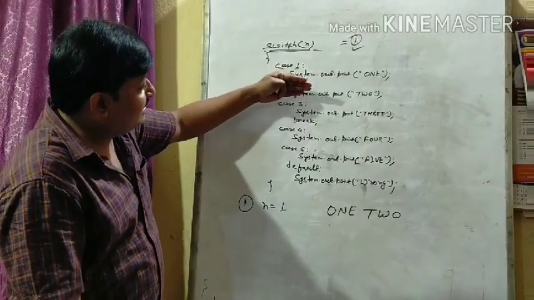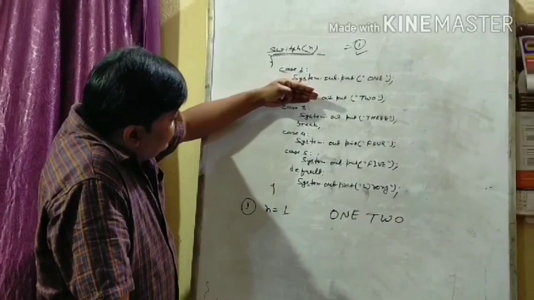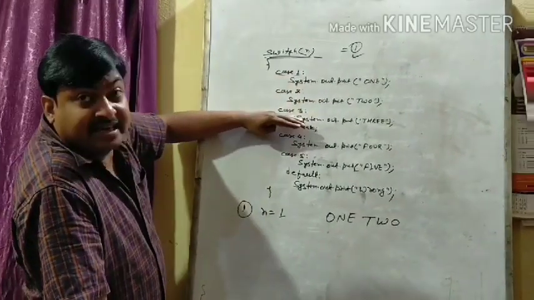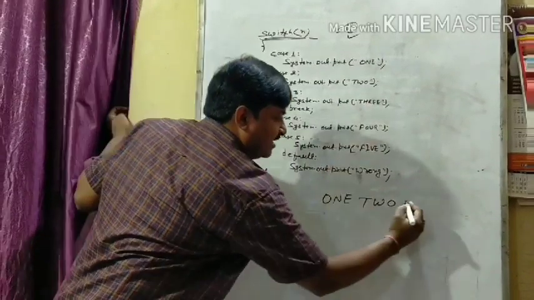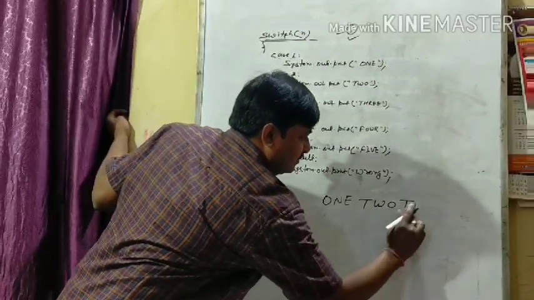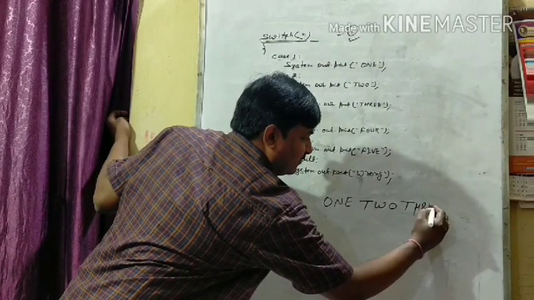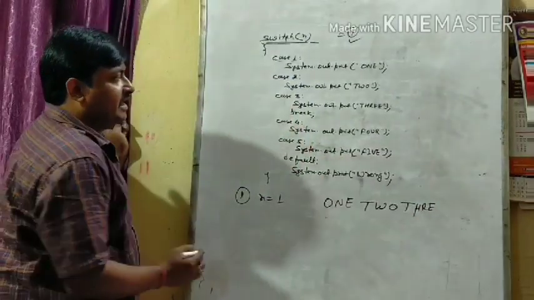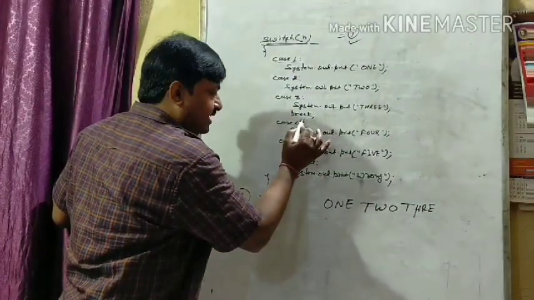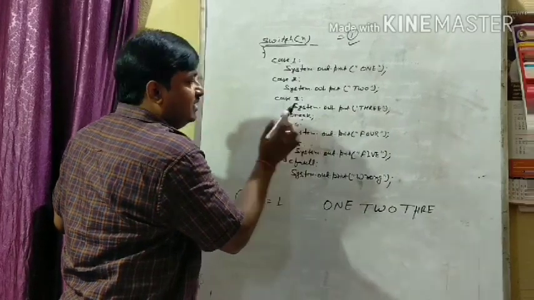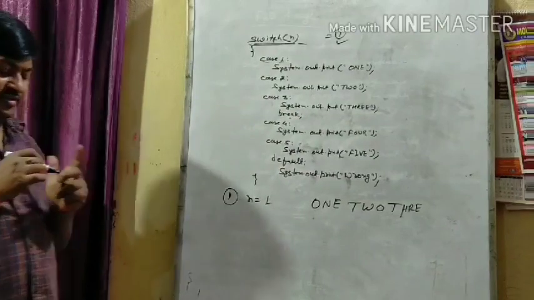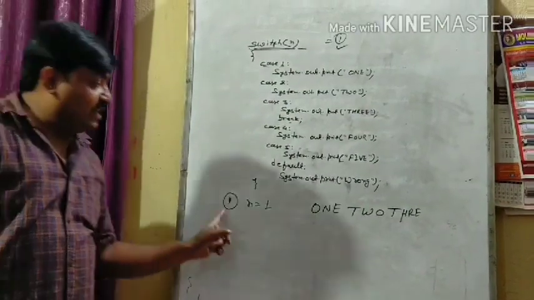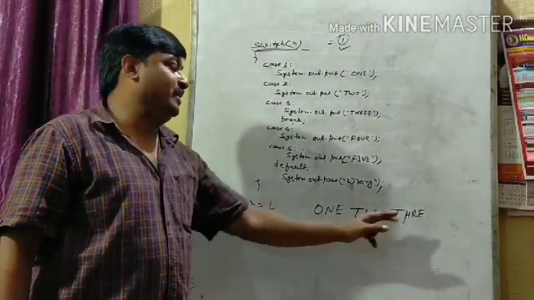So the control will continuously execute the next case, that is case 3. In case 3, system.out.print 3 is there, so 3 will be printed, and here the break statement is found. The break statement will transfer the control outside the switch. So if n equal to 1, your output will be 1, 2 and 3.